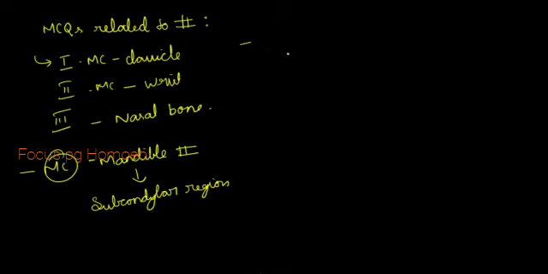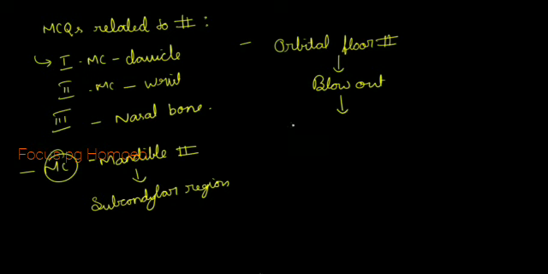Then, in case of orbital floor fracture, what happens? There will be a blowout, like all the structures blow out through the orbit, leading to the appearance of the teardrop sign. It appears like this if we are doing CT or X-ray. Because of the orbital floor fracture, we can see this teardrop sign. Okay.